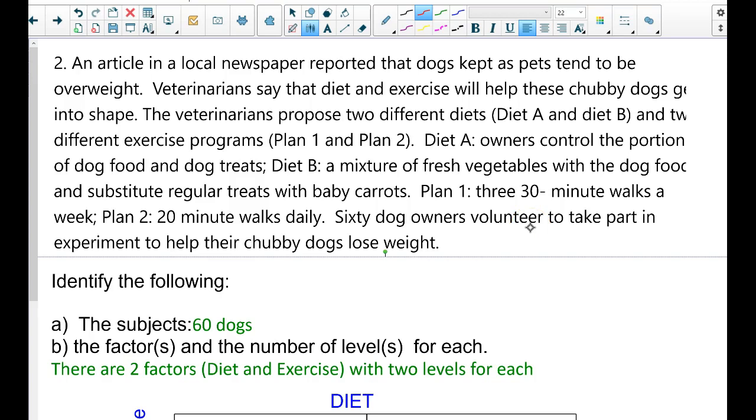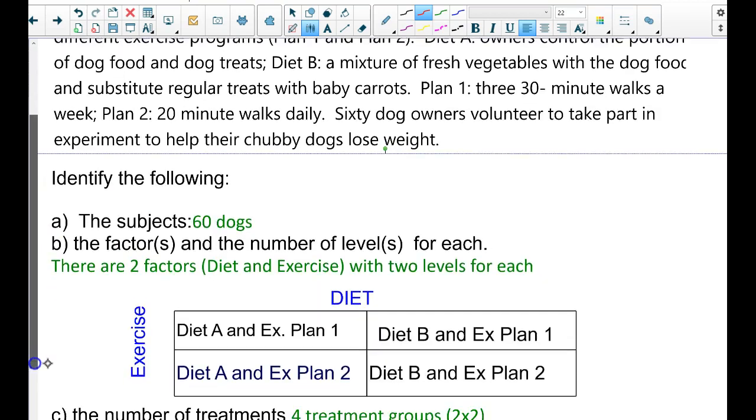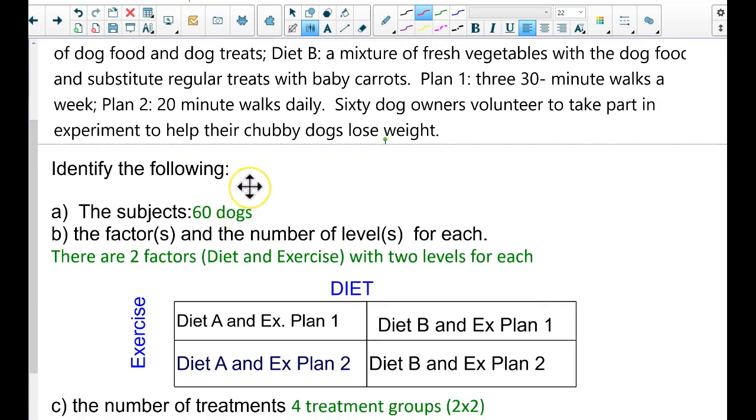So 60 dog owners volunteered to take their pets to take part in the experiment to help their dogs lose weight. So first they want you to talk about, we really shouldn't say subjects, we're supposed to say experimental units, but I don't know, dogs are like humans. In any case, we have 60 dogs. The factors, we actually have 2 factors, diet and exercise, with 2 levels. And that means you're going to have 2 times 2 or 4 treatment groups.